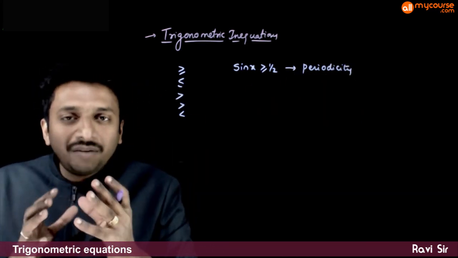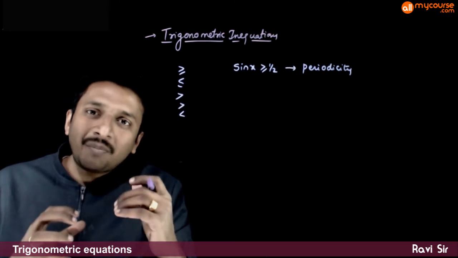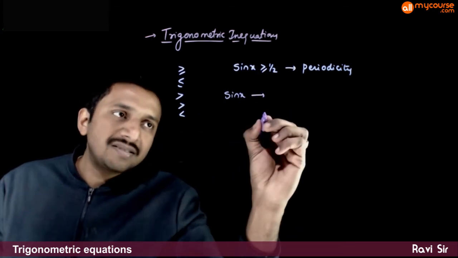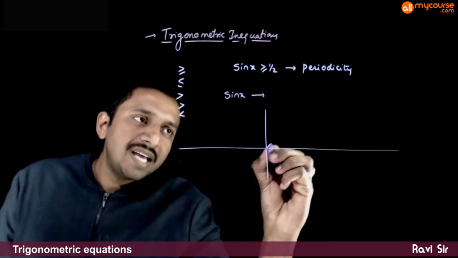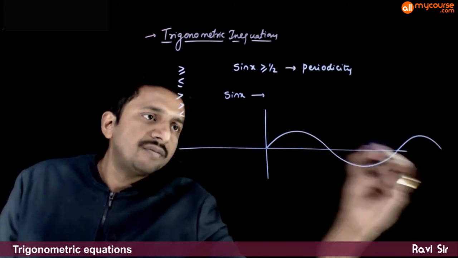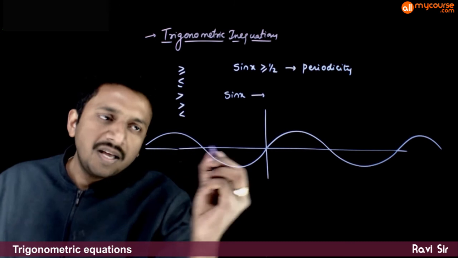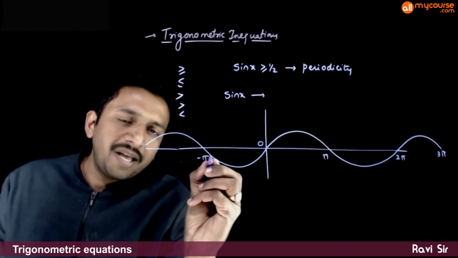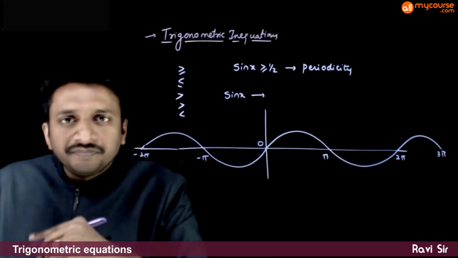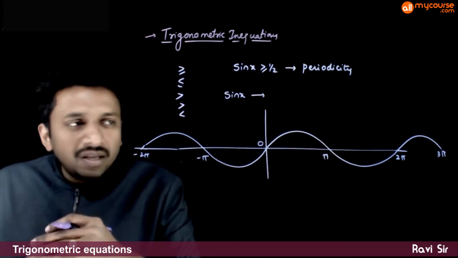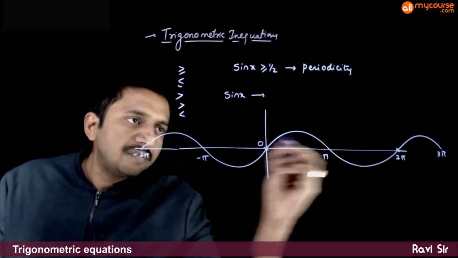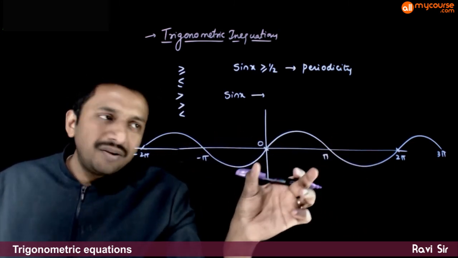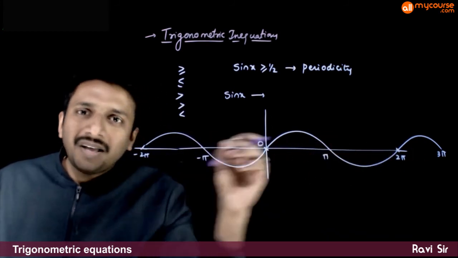So we know that trigonometric functions repeat after a certain interval. If you take the graph of sin x, we know that it looks like a wave, with the numbers 0, pi, 2 pi, 3 pi, minus pi, minus 2 pi, and so on. This graph goes on like a wave, and the part of the wave between 0 and 2 pi you can consider as a basic wave, which gets repeated again and again.